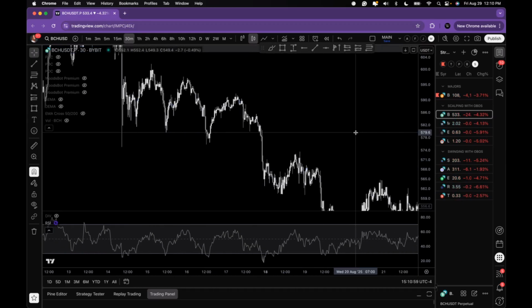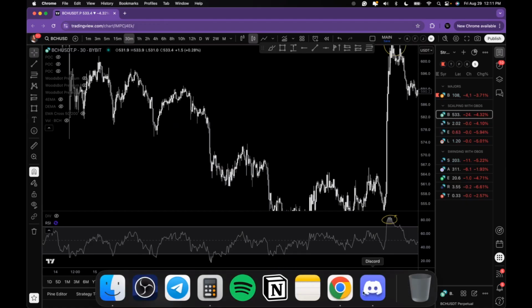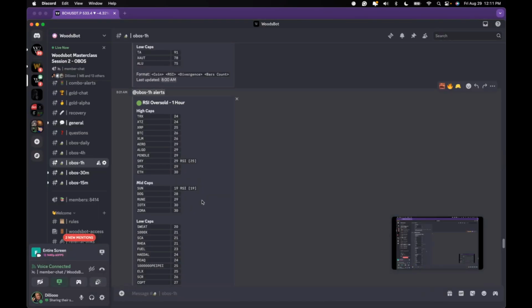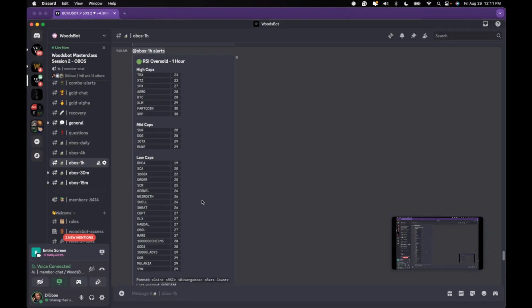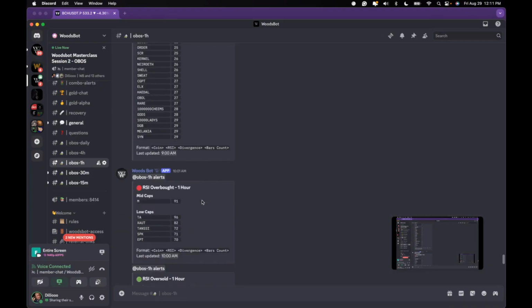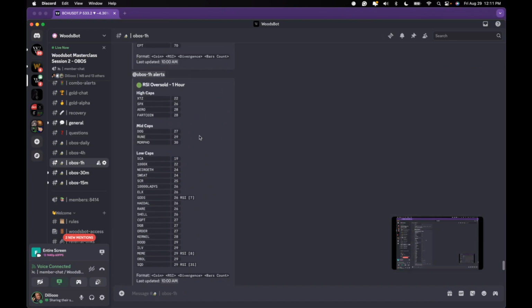So that is the overview of the OBOS bots. If anyone has any questions, let me know. If it's all clear, we'll continue on into how you can trade them, how you can swing with them, and how you can scalp with them. But this is your time. If there's anything that doesn't make sense, if you're curious about what these reads mean in the Discord, or even just RSI in general, just let me know.